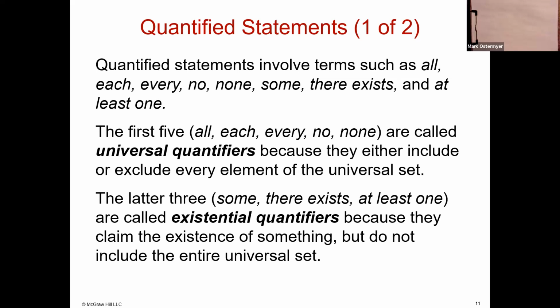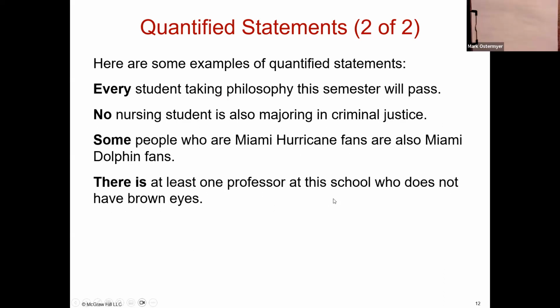Existential quantifiers are these words: some, there exists, at least one. These words do not include all the elements in the universal set. That's why we call these existential quantifiers. They're not universal. All right, so those words, you might want to jot them down or have them in an obvious place at your disposal. You never know when you're going to need them, okay? All, each, every, no, none versus some, there exists, at least one.